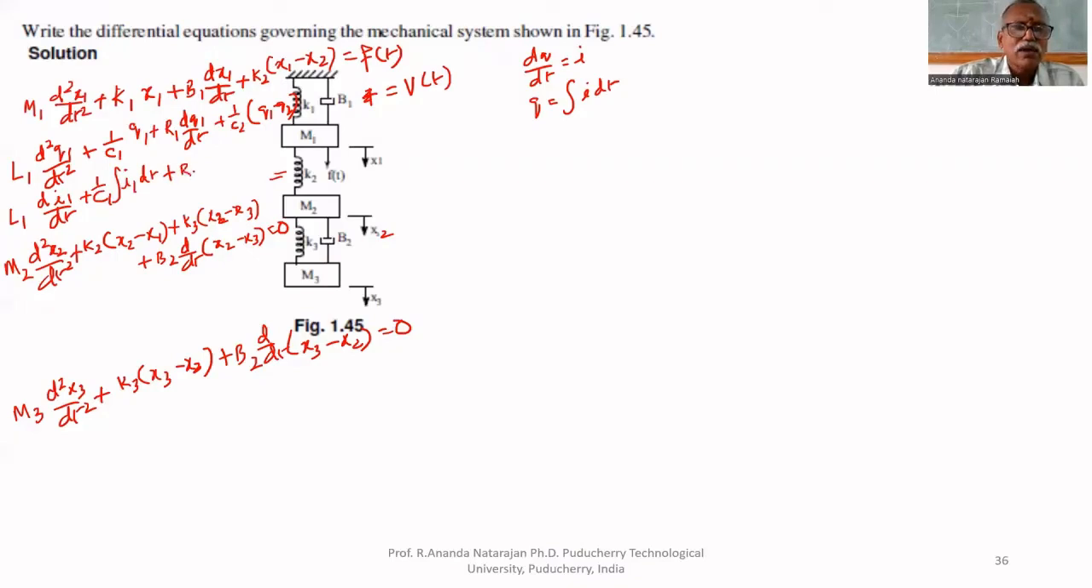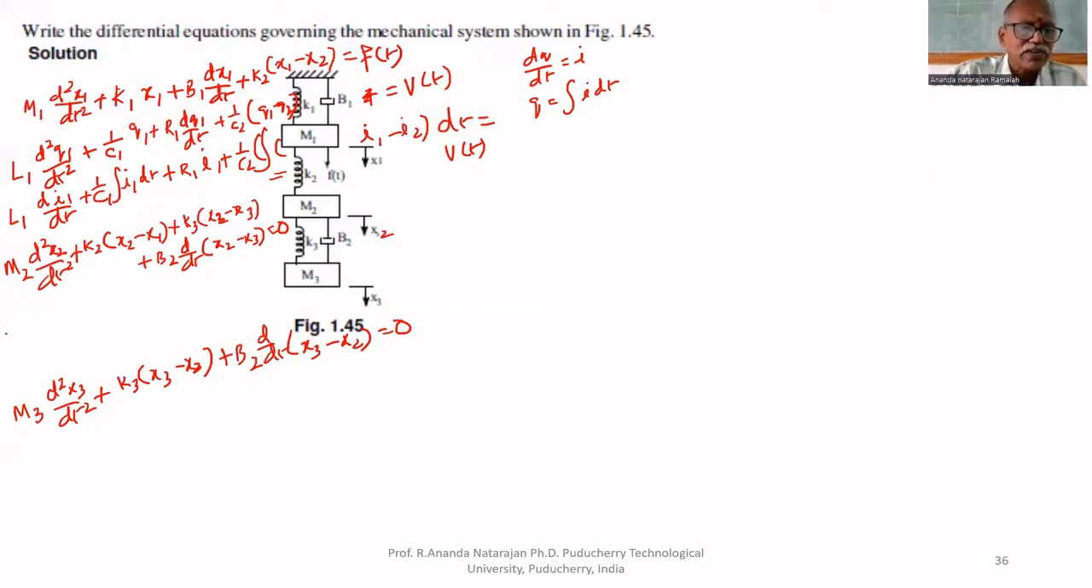Therefore, integral of I1 dt, plus dq by dt equal to I, therefore R1 I1 plus 1 by c2 (q1 minus q2), that is integral of (I1 minus I2) dt equal to v of t. So we got it in terms of current.